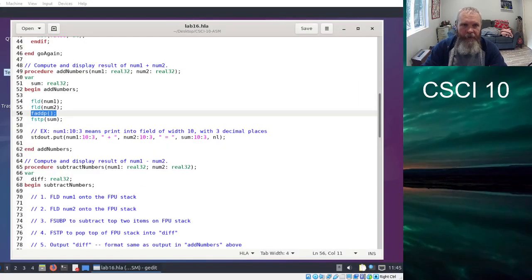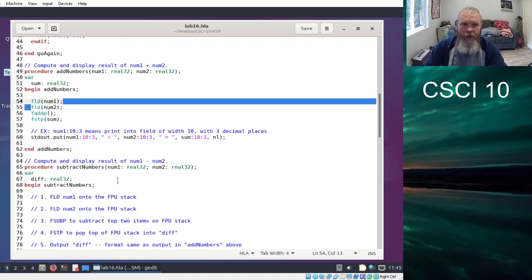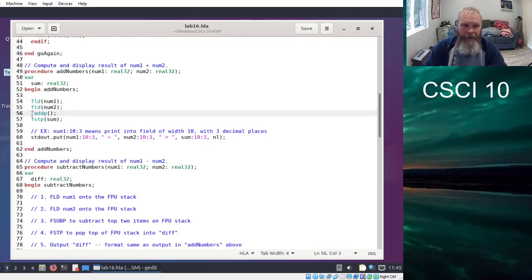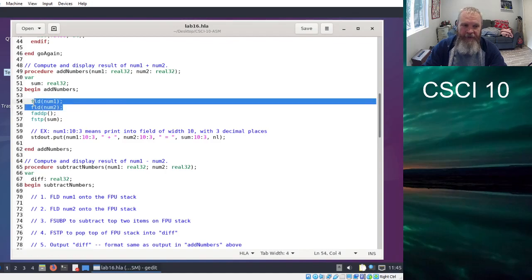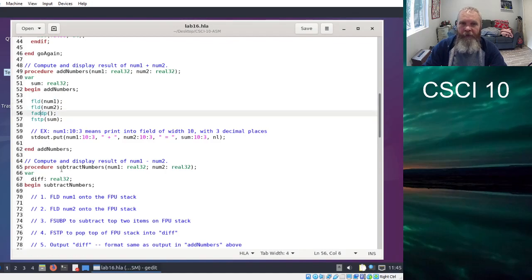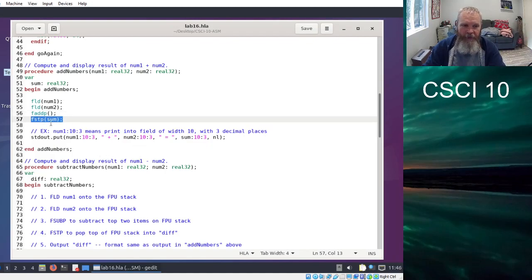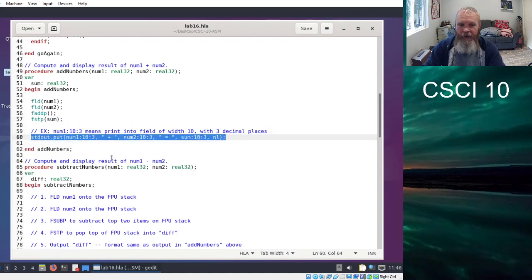So what's happened here is push num1 on the stack, push num2 on the stack, add the top two values off the floating point stack, which are these two, and push the result back onto the stack. What this next one does is pop that result that's now on top into our sum variable, and then we use some of HLA's trickery to print it.